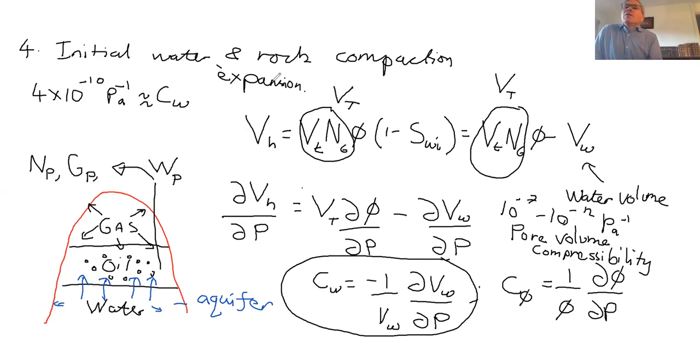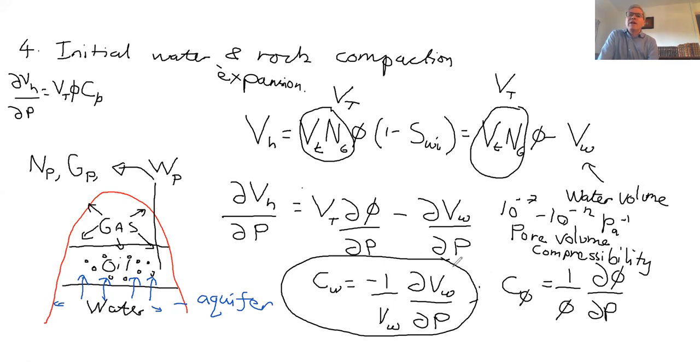So we need to give ourselves a little bit of room here. Fortunately, we've got a bit of room here, haven't we? So let's do here. What we have here, d phi dp, is phi c phi. So dVh by dp is Vt by c phi, right? Because the d phi is phi c phi, and then we've got Vt. Then the water term, notice there are 2 minus signs, so this is looking good. Okay, dVw divided by dp is just Vw Cw. And then we want to write that actually in terms of Vh.